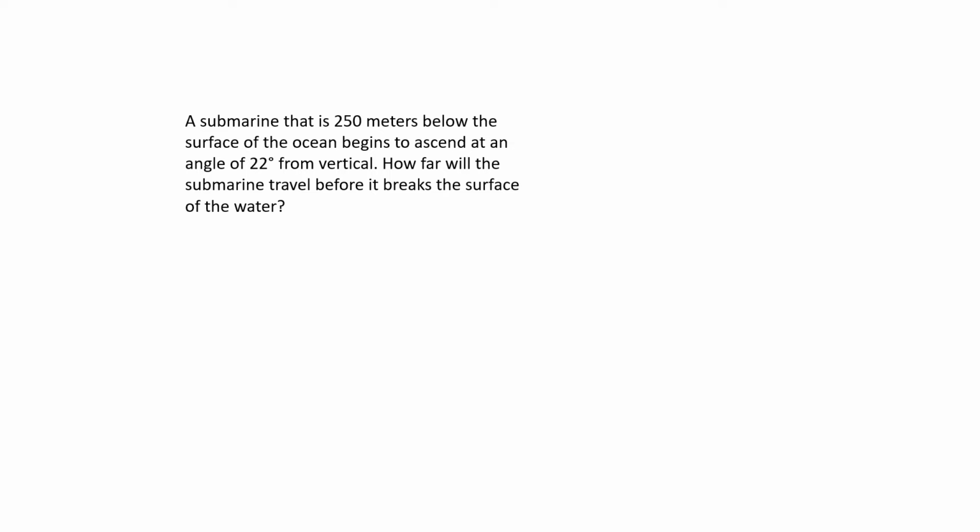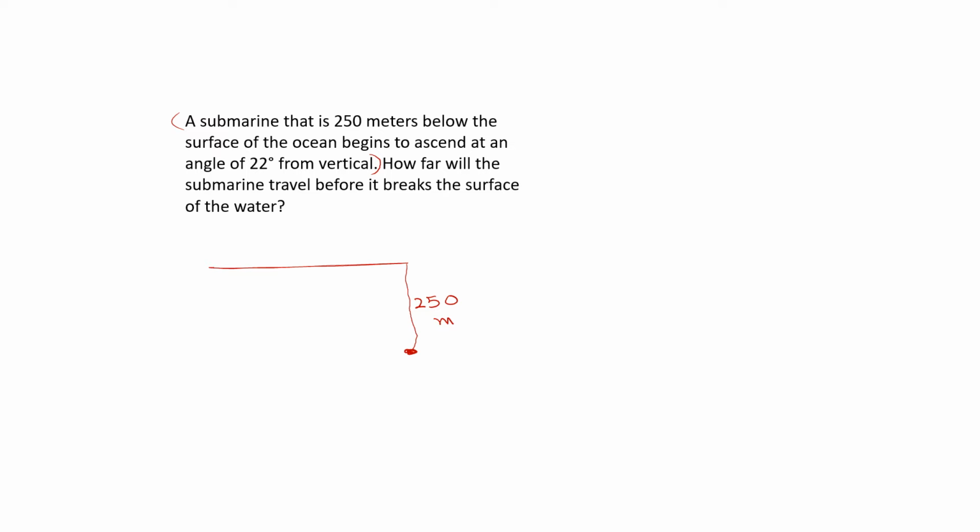So now let's try to understand another kind of problem in which they are saying that a submarine that is 250 meters below the surface of the ocean begins to ascend at an angle of 22 degrees from the vertical. First of all, try to understand and sketch the given situation. They are talking about the surface of the ocean. So let's suppose this is the surface of the ocean, and there is a submarine that is 250 meters below the water. Let's suppose the given depth of the submarine from the surface of the water is 250 meters.